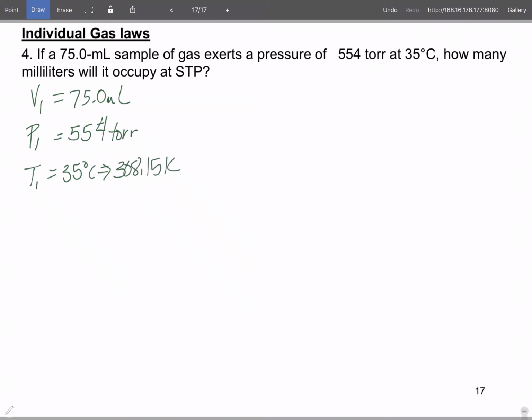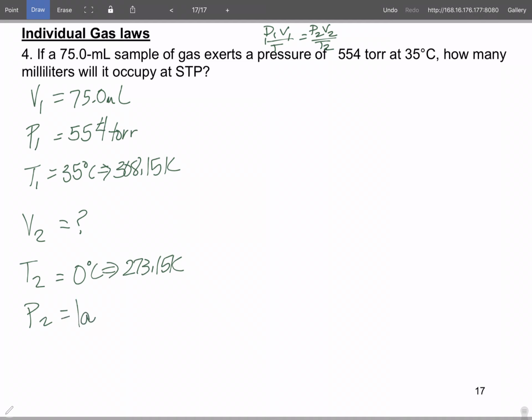So now wait a minute. Again, P1 V1 over T1 is equal to P2 V2 over T2 like we did on the previous slide. So then that means I need V2, T2, and P2. Well, how many milliliters? So V2 is our unknown. STP, standard temperature, is 0 degrees C, which means it's 273.15. Okay. Pressure is 1 atmosphere.